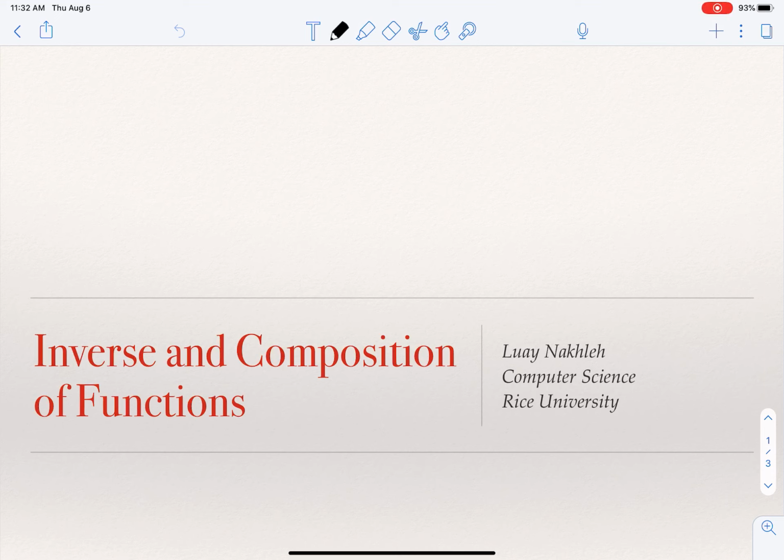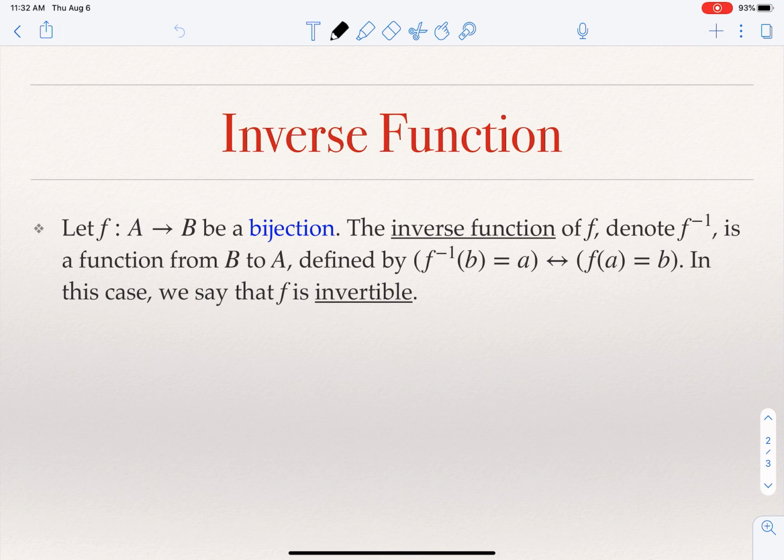I will now talk about two very important operations that we apply to functions. One is the inverse. We invert a function. The other one is the composition of two functions. Now, the inversion of a function is applicable in very, very specific cases.